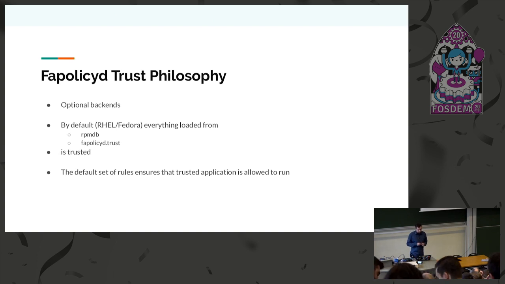So, as I said before, there are multiple optional backends. Right now, there are two possibilities implemented. The first one is RPMDB, which is the backend which loads all data from the RPM database. And the second one is the fapolicyd trust file, which, as I said, contains the list of trusted applications. When the application is trusted with a default set of rules, it will be allowed.